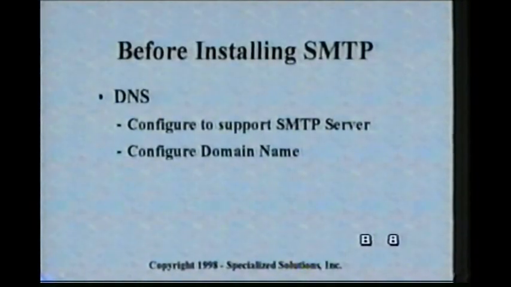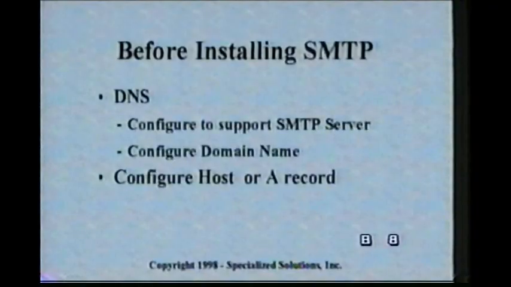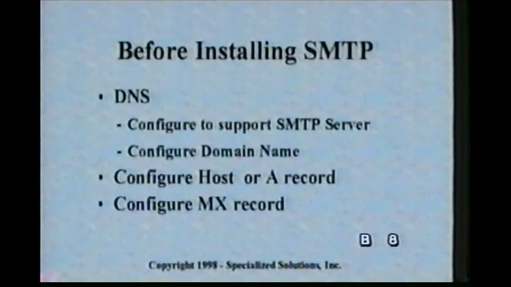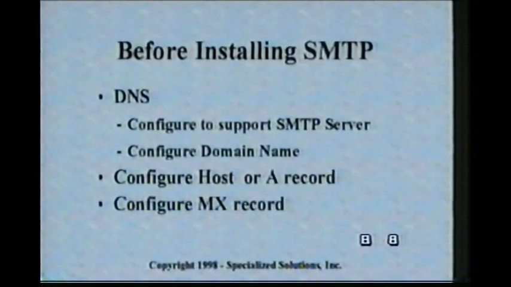Within your DNS record, you need to make sure that your host record, or your A record, is configured correctly, and your MX record, which is your mail exchange record, is configured correctly. Without having those two records point to your SMTP server, your mail will not work no matter how hard you configure it on your machine. You have to have your DNS set up correctly.